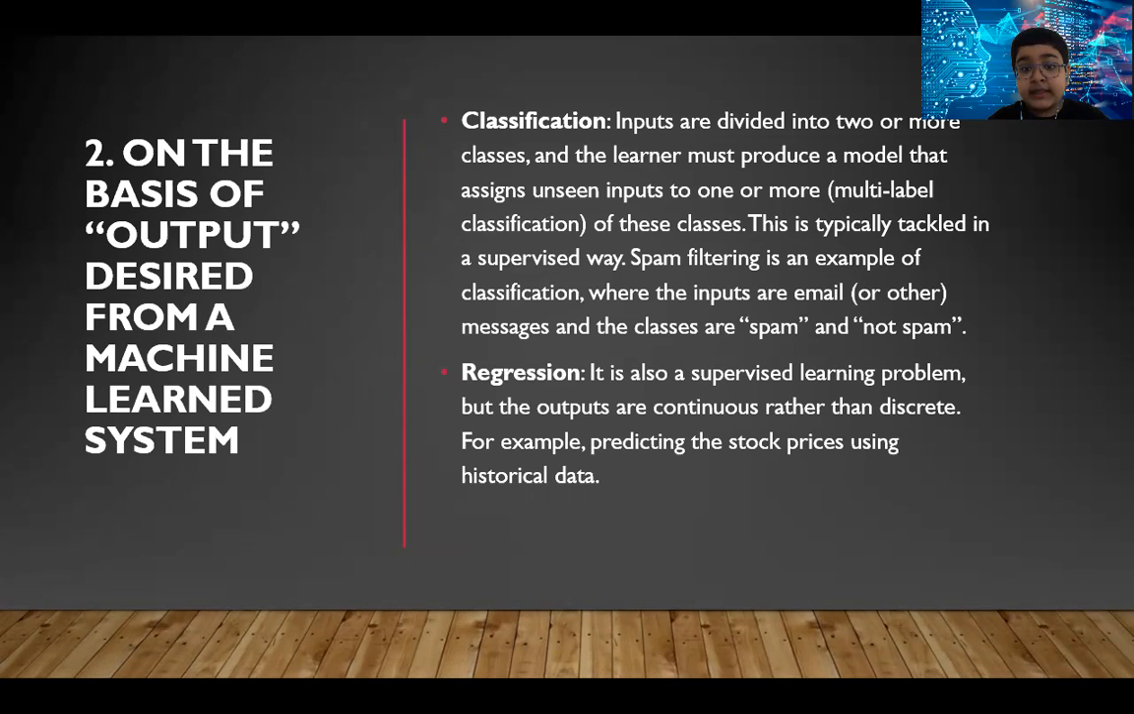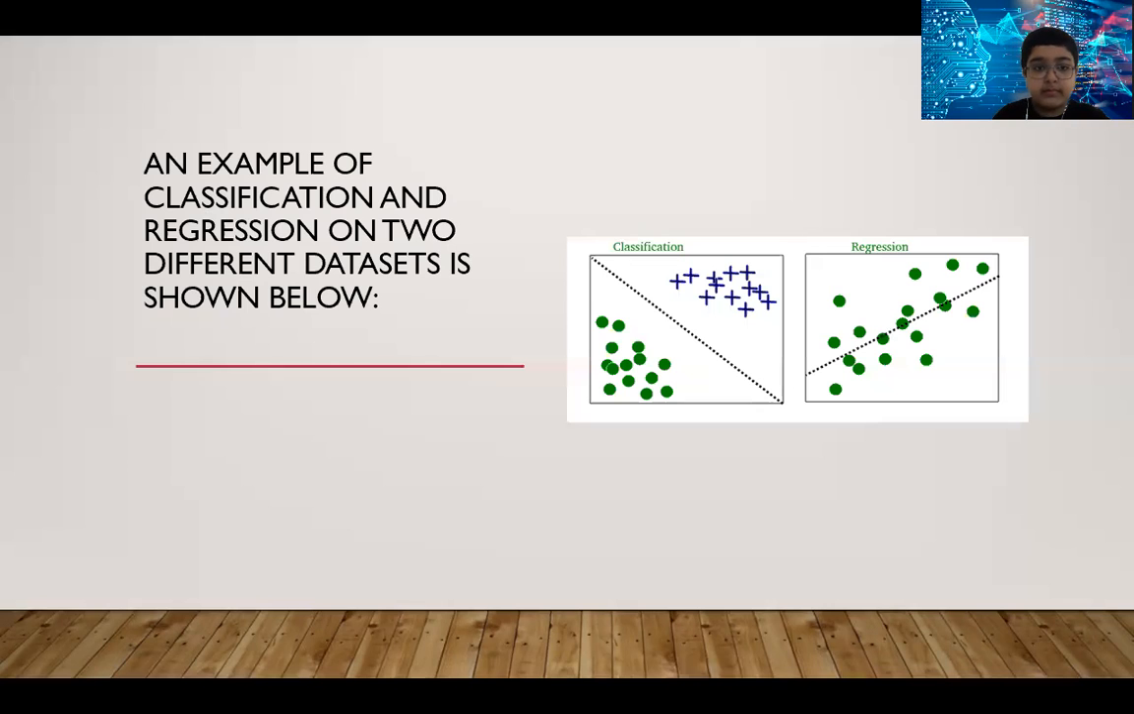Spam filtering is an example of classification where the inputs are email or other messages and the classes are spam and not spam. Regression: it is also a supervised learning problem, but the outputs are continuous rather than discrete. For example, predicting the stock prices using historical data. An example of classification and regression on two different data sets is shown below.